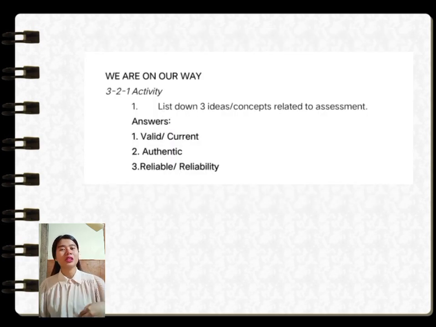So let us now proceed to the second activity. We are on our way to the 3-2-1 activity. List down 3 ideas or concepts that relate to assessment. So the first one is the valid or the validity, or the current or the timely and the relevance of the assessment. Next is the authentic or the authenticity. Next is reliability or reliable.